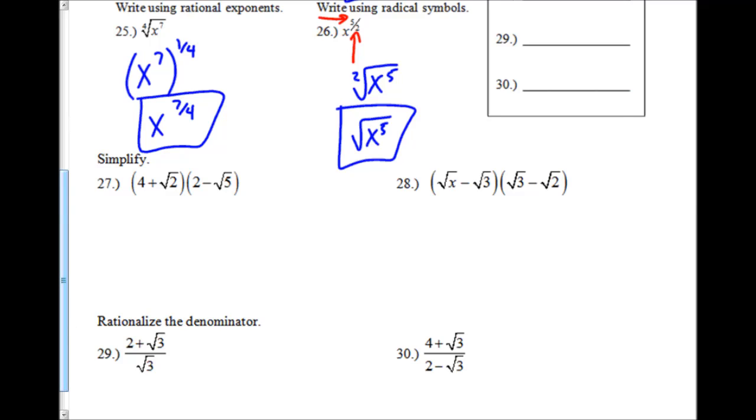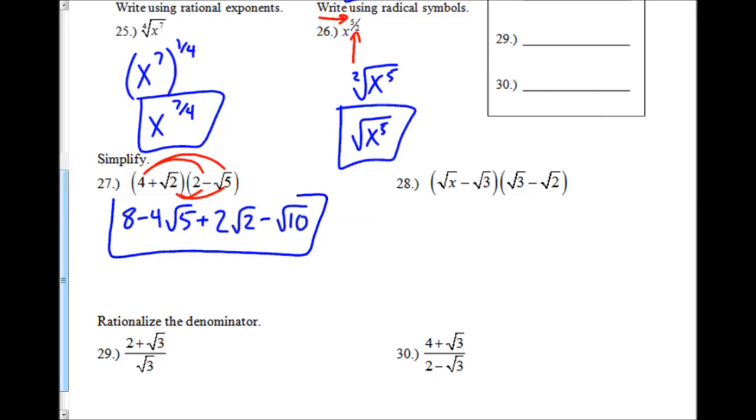For the next one, I want to multiply this out. In order to multiply these, I've got to distribute or FOIL. So I distribute the 4. That gives me an 8 minus 4 root 5. Remember, stuff on the outside times stuff on the outside, stuff on the inside times stuff on the inside. Here, when I multiply this guy through, I get a 2 root 2 and then a minus root 10 because the root 2 times the root 5, they're both on the inside. I can multiply them. And then I look for like radical terms. I don't see any. I look to see if I can simplify any of the roots. I can't. So it stays like this.